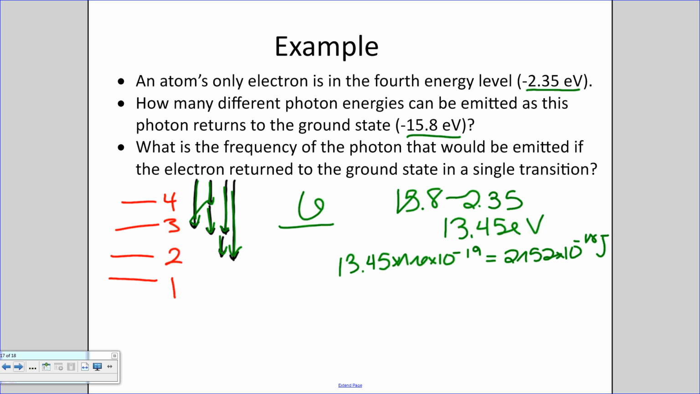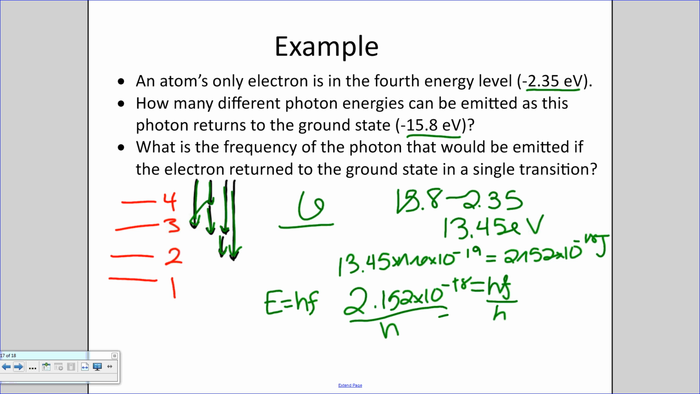I get the amount of joules. To get the frequency, I'd say, okay, this is how much energy was emitted. That's how much energy the photon got. So you have a photon, E equals hf, of 2.152 times 10 to the negative 18th equals hf. Divide by h, which is Planck's constant, 6.63 times 10 to the negative 34th. And I get a frequency equal to 3.246 times 10 to the 15th.